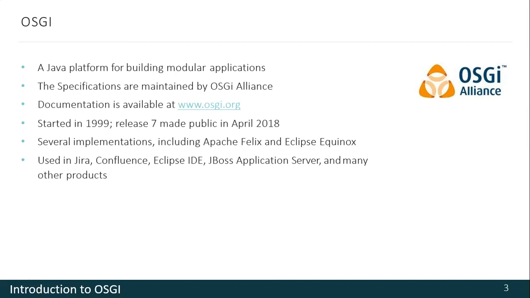OSGI is a platform for development of modular Java applications. The key features of OSGI is modularity, that is, independent modules that can be independently developed, deployed, executed without conflicts, and uninstalled. We'll talk about that in the next two parts.